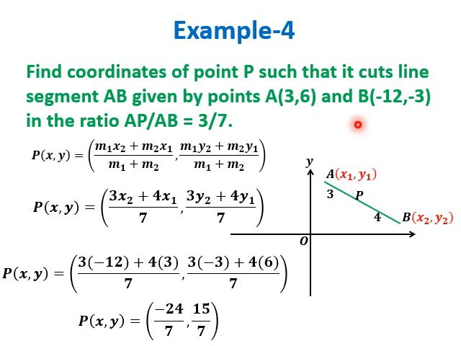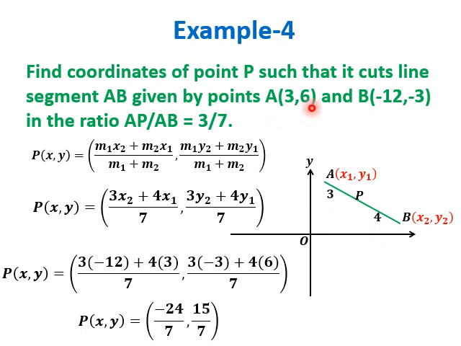Another example. We want to find the coordinates of a point P such that it cuts the line segment AB in the ratio AP by AB equal to 3:7. Our standard formula says we need AP and PB, but here AP by AB is given. Please note AP is 3 and AB is 7 units. AB is 7, so PB will be 4 units. So we have to write it in the proper standard form, and only then can we apply the formula. So AP to PB will be 3:4.